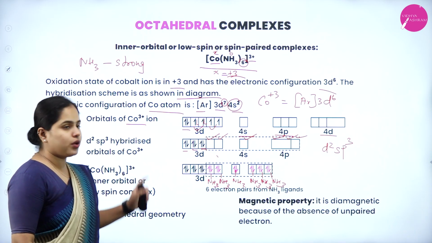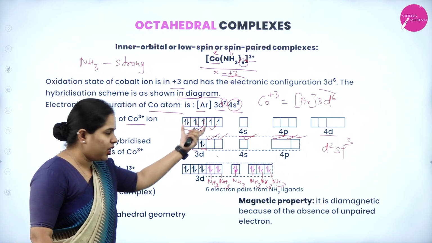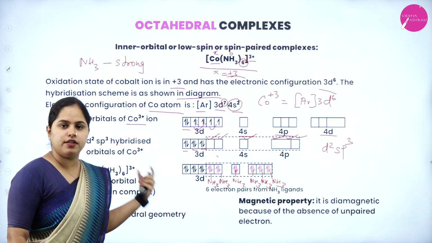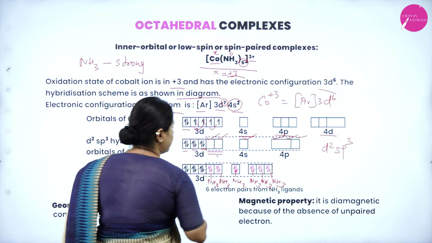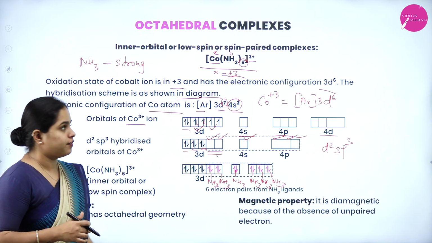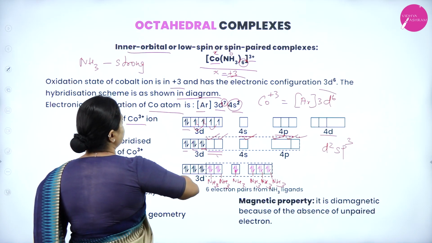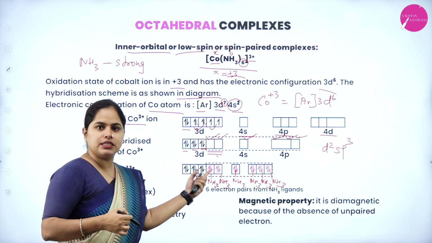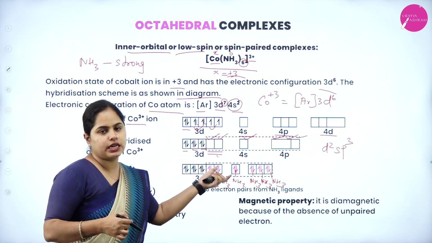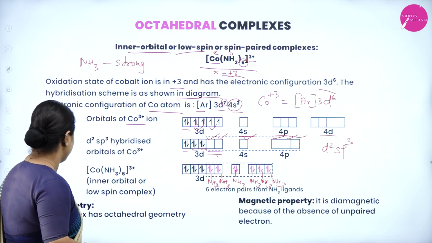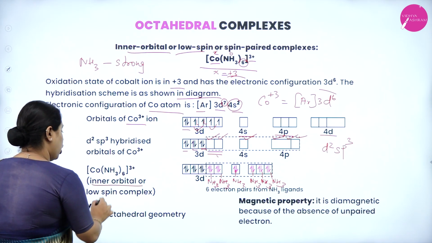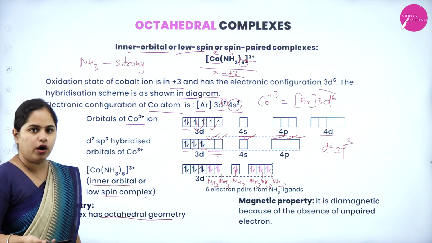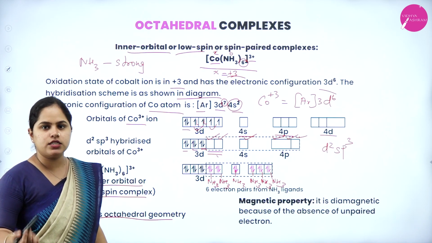In this case, as you can see, in the d orbitals themselves the electrons underwent pairing, and here itself you got the free orbitals inside the d itself. That is why it is called an inner orbital or low spin complex. From the inner orbital itself, we are taking the 2 d orbitals, so this is why it is called inner d orbital. Another name is low spin complex, and the geometry is octahedral. Of course, the coordination number is 6.